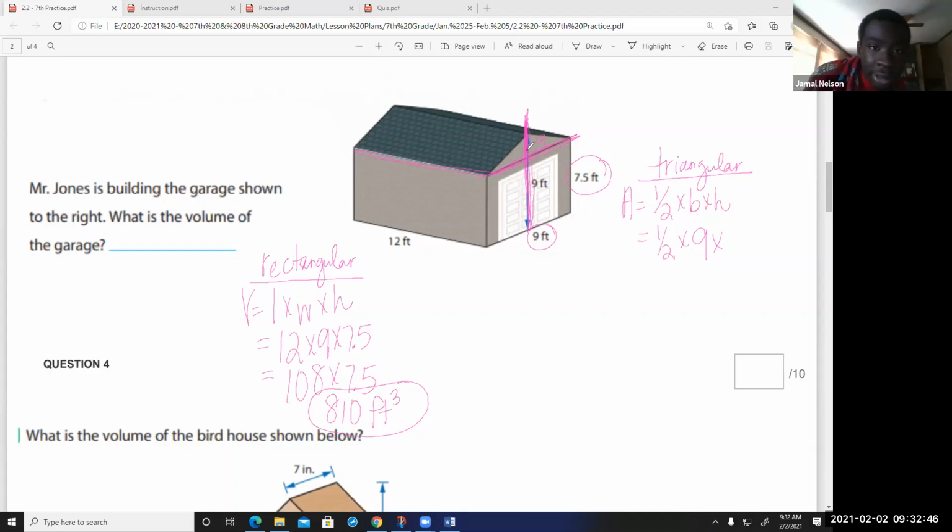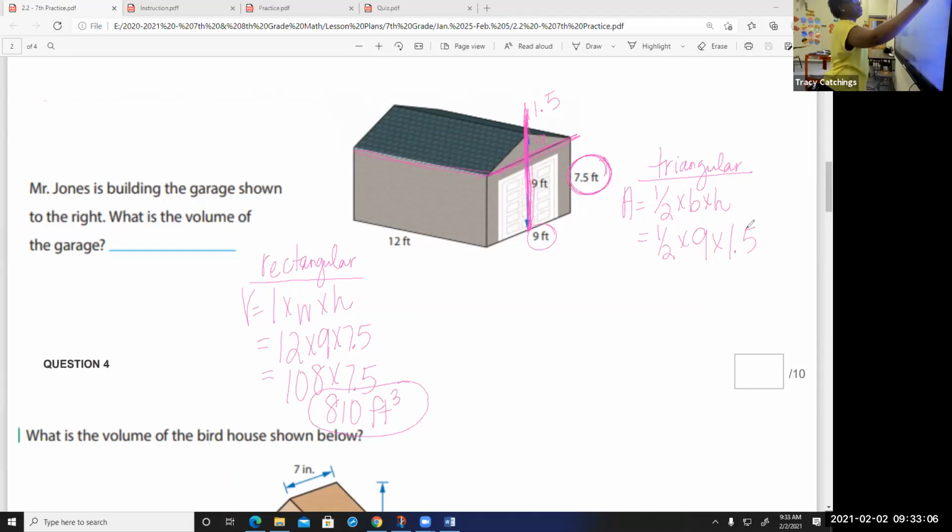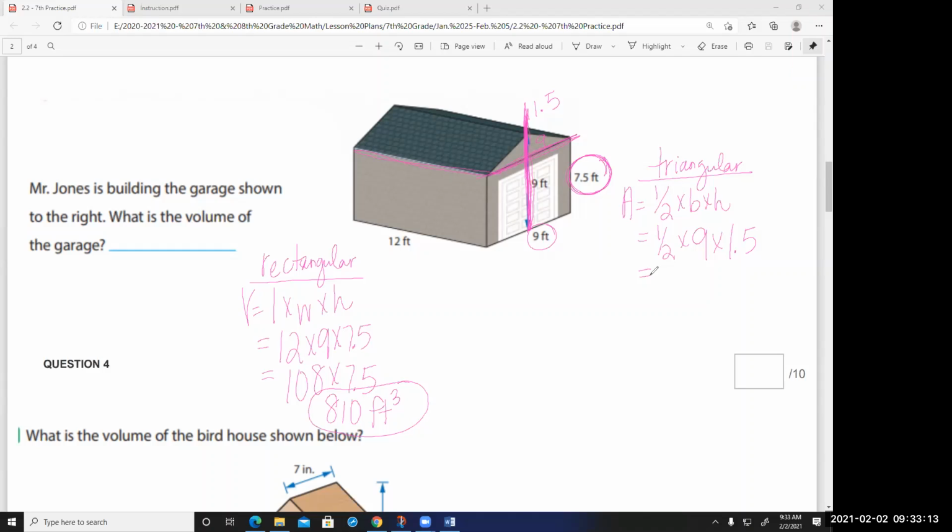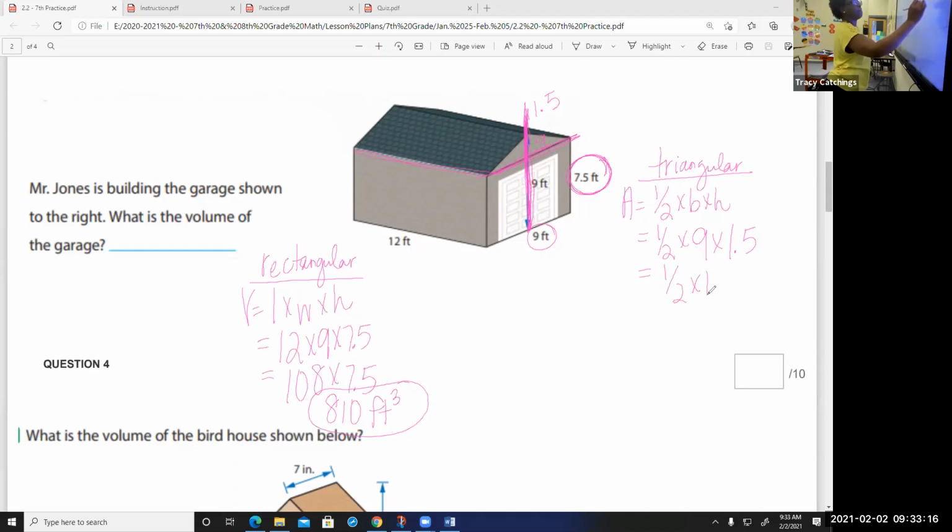Half of that. Not half, but subtract. All of it's 9. That part is 7.5. So subtract 7.5 from 9. 1.5. All right, multiply 1.5 times 9. 13.5. Right, and then take half of that. 6.75.